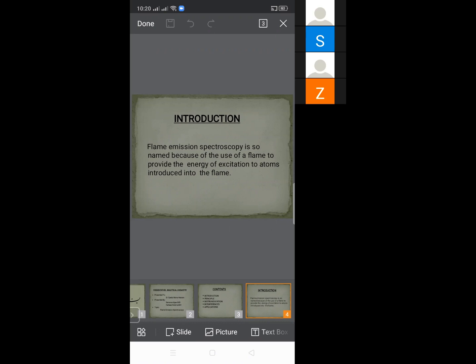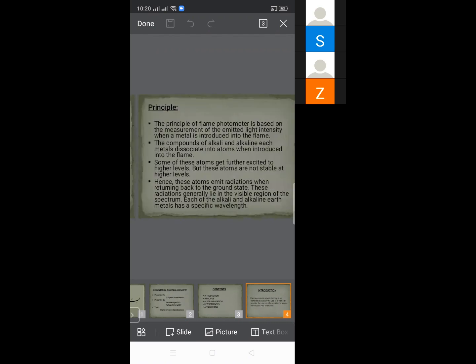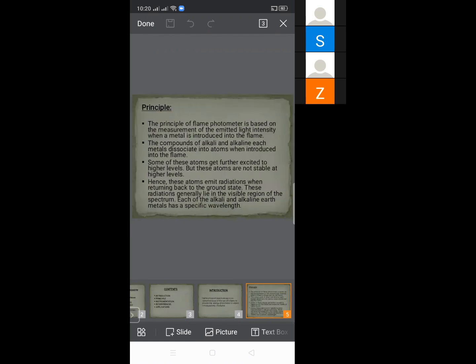Flame emission spectroscopy is so named because of the use of a flame to provide the energy of excitation to atoms introduced into the flame. It means that when we introduce the atoms into the flame, the flame provides excitation energy to these atoms. So next is the principle of flame emission spectroscopy.